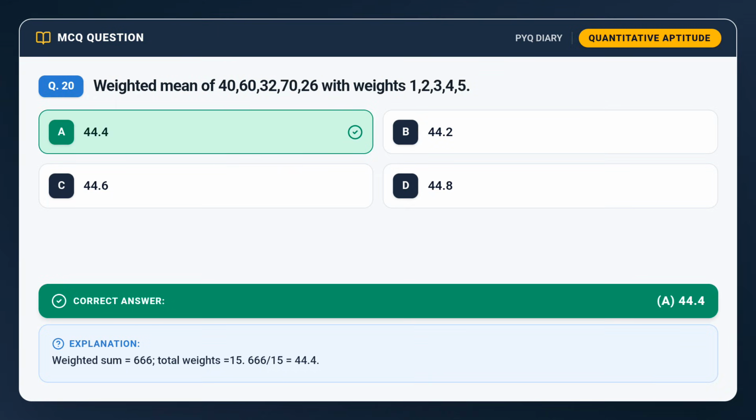44.4. Explanation. The weighted sum is 666, and the total sum of the weights is 15. Dividing 666 by 15 gives 44.4.